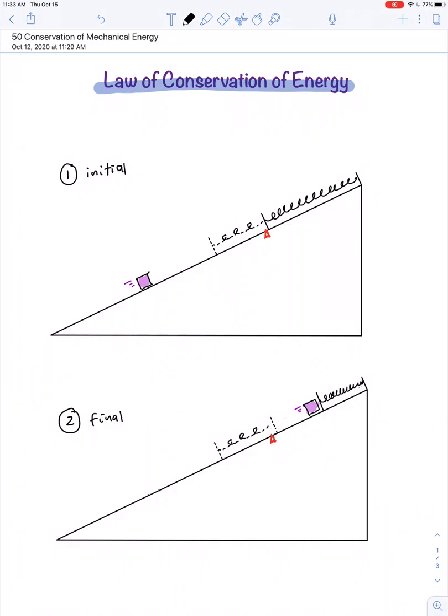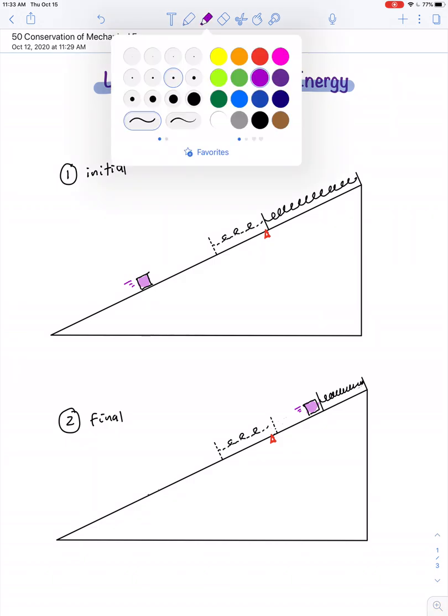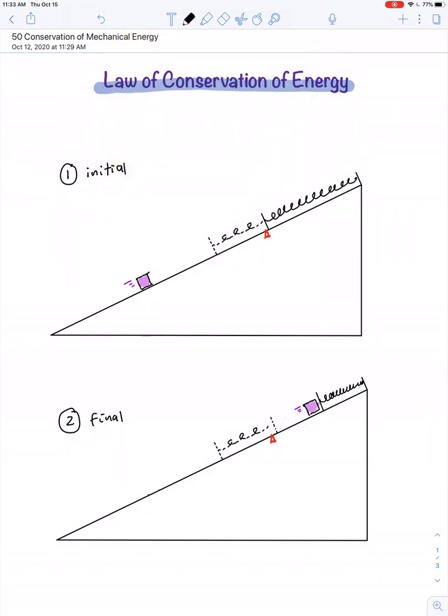In this example, I want to apply what we already know about the work-kinetic energy theorem to see if we can derive some sort of expression that helps us understand better the law of conservation of energy. So there's a hypothetical case where a block of mass m is initially in motion, sliding across an inclined plane angled at an angle theta.